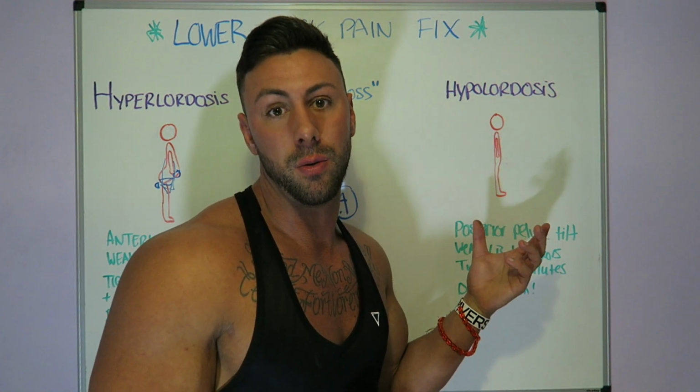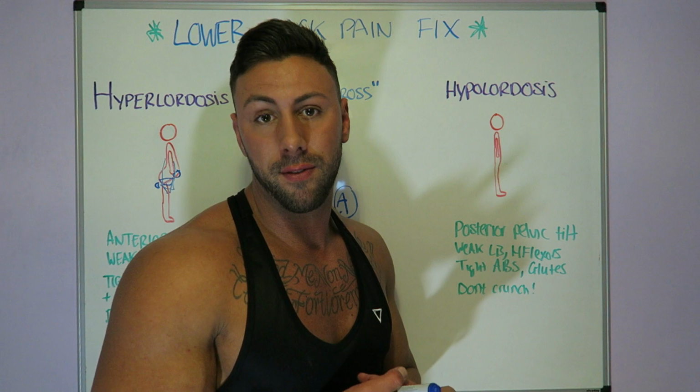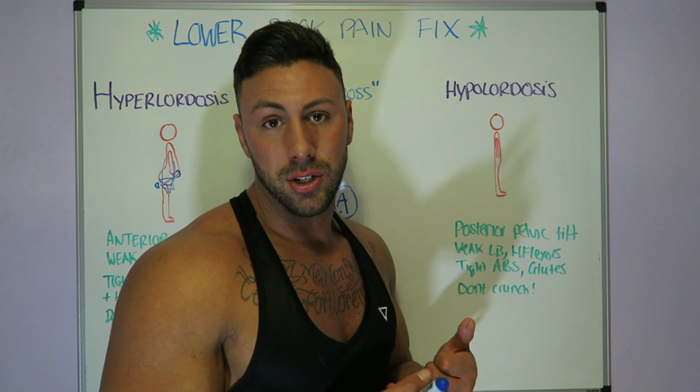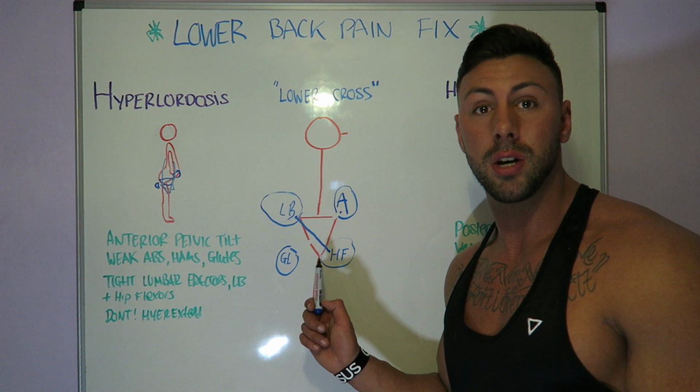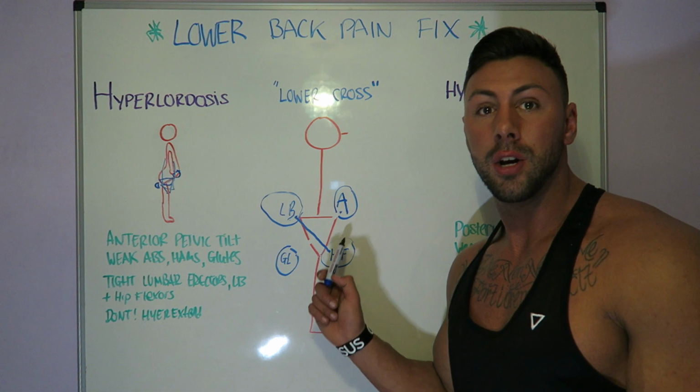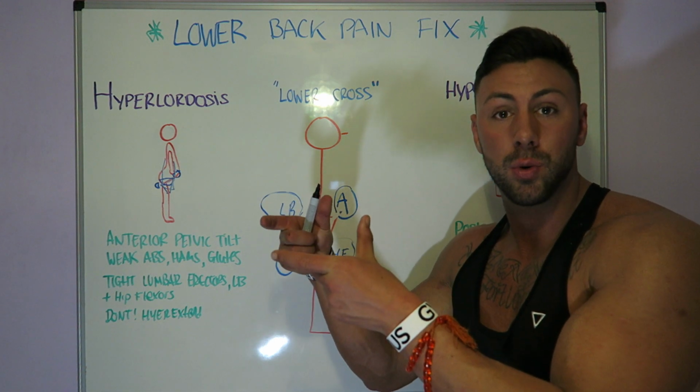This is not going to help you. Okay, you need to strengthen your hip flexors and you need to strengthen your lower back, deadlifts, hyperextensions, etc. Again, to fix hypolordosis, you need to strengthen your lower back and your hip flexors, okay, to then pull the hips back into a neutral position.